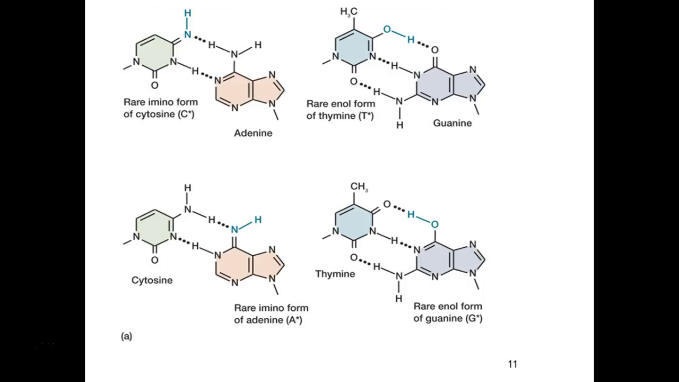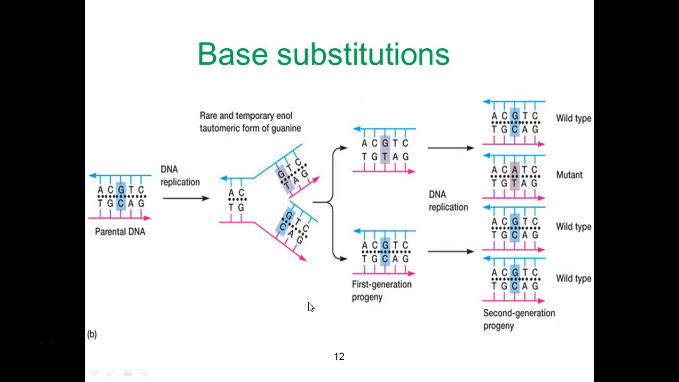So here, again, just pictorially, right? Not binding with who they're supposed to bind with. So that's from the animation. And then here, showing again where the change happened and it got passed on, and now you have this mutant.